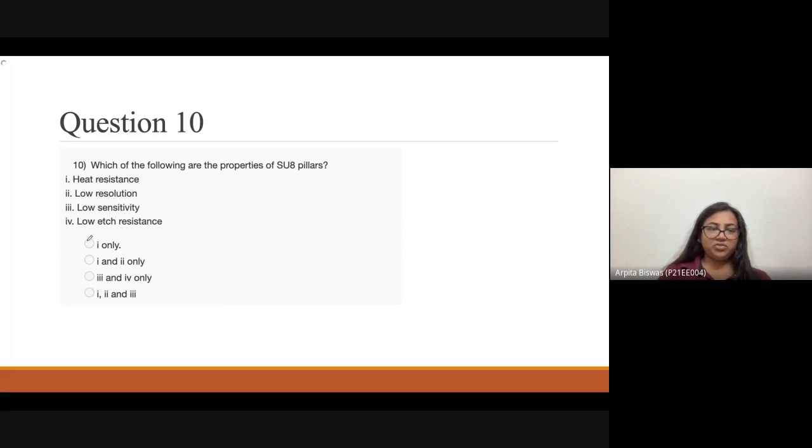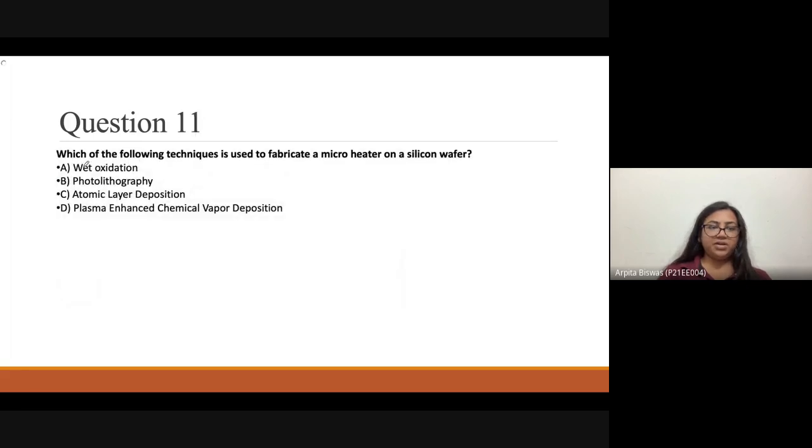So, the right option is option A, one only. Which of the following are the properties of SU8 pillars? It is only the heat resistance. Okay, so next we move toward question number 11.